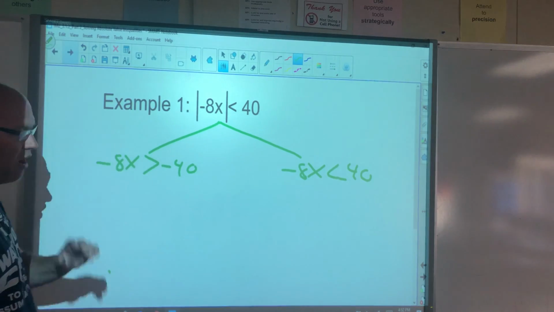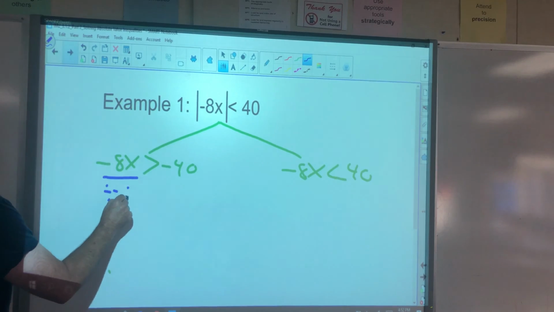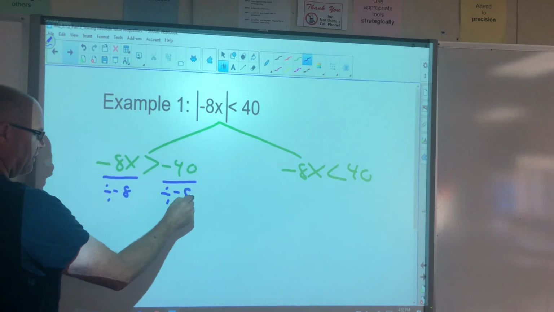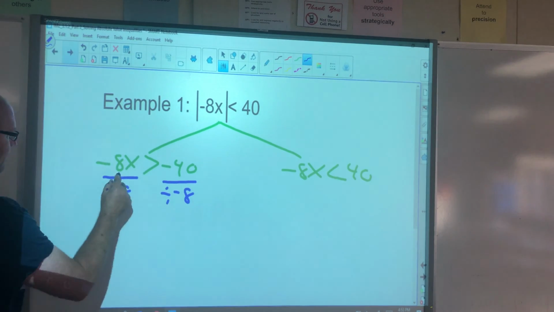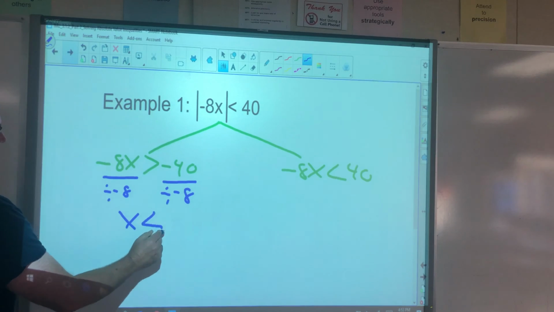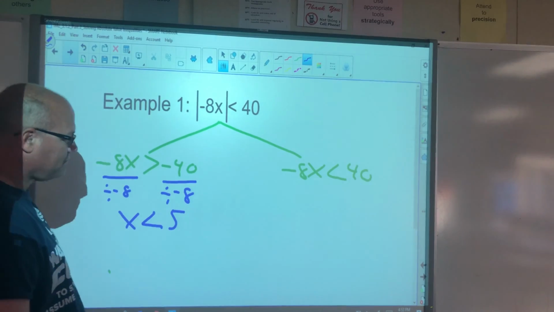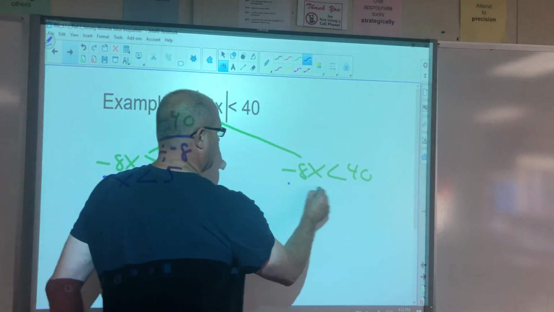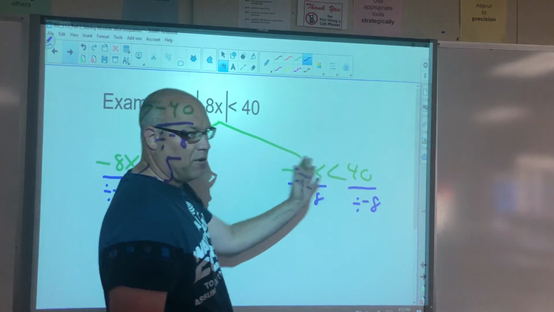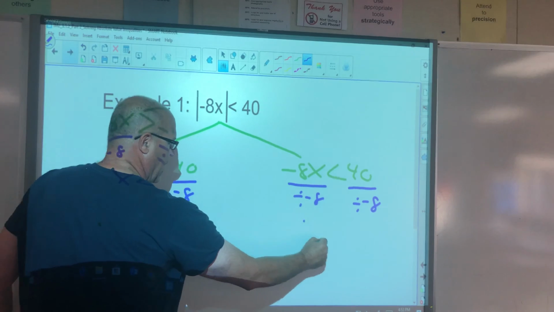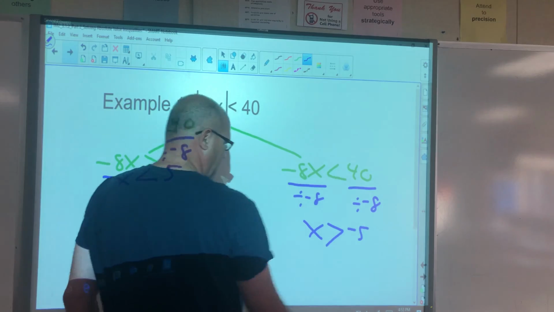All right, now we're going to solve both inequalities. So we're going to divide both sides by negative 8. Oh, I'm dividing by a negative 8. What do I have to do to the sign? That's right. We're going to flip the sign. So we get x is less than, negative over negative is a positive. So we're going to get x is less than 5. Then on this one, do the same thing. We're going to divide by negative 8. Oh, we're dividing by a negative on both sides. We got to flip the sign. So we're going to get x is greater than 40 divided by negative 8 is negative 5.